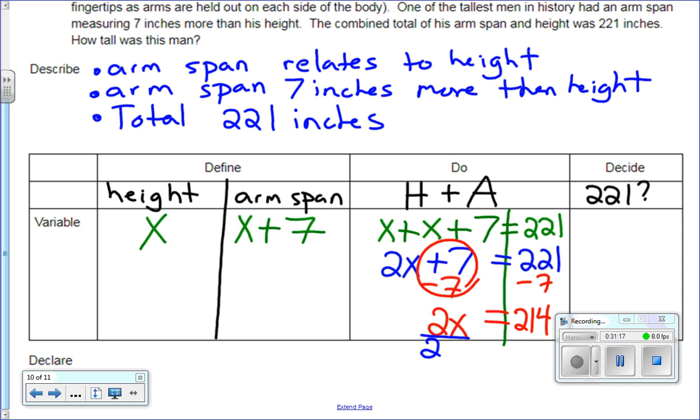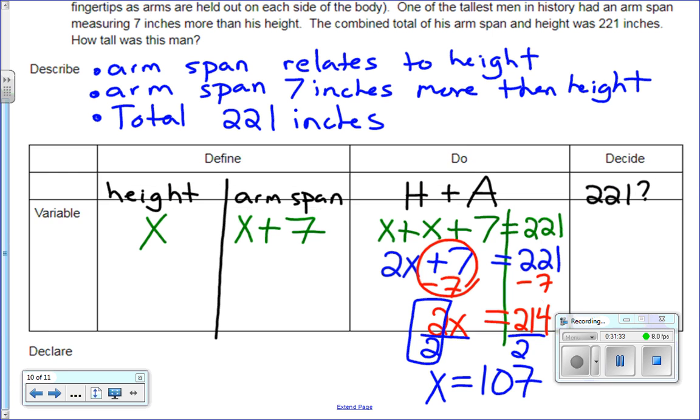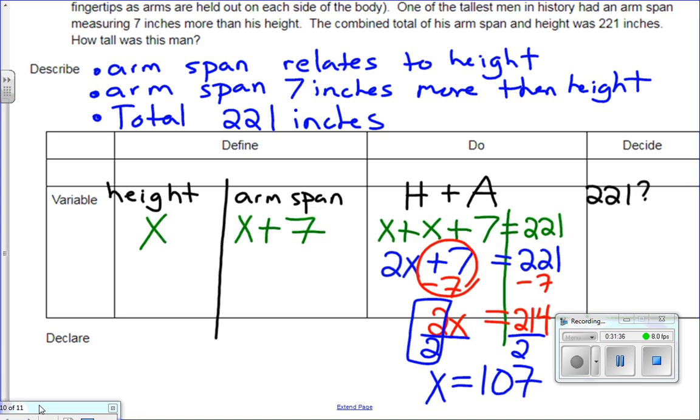Divide both sides by 2. So x is going to be equal to 107. Then I can say, how tall is he? He's 107 inches. So we can say the man is 107 inches.